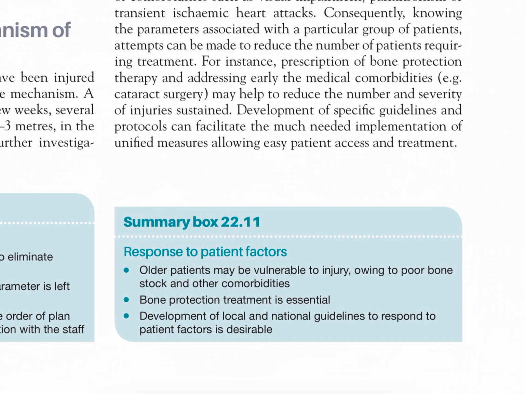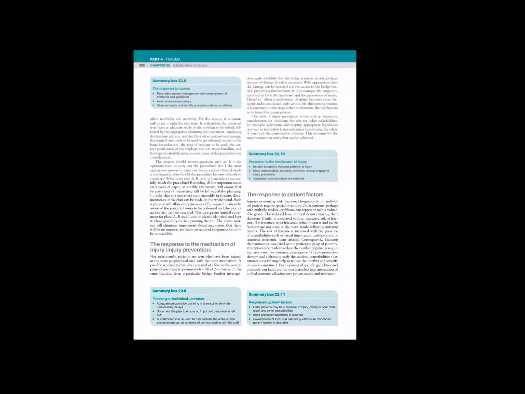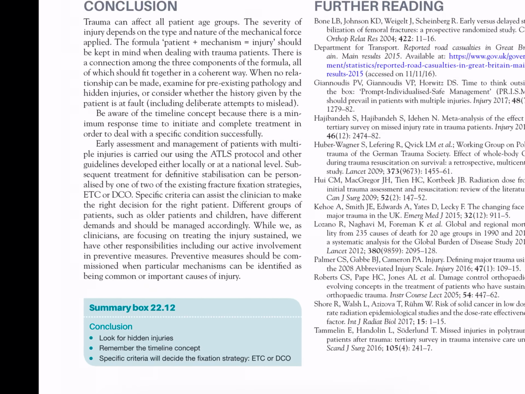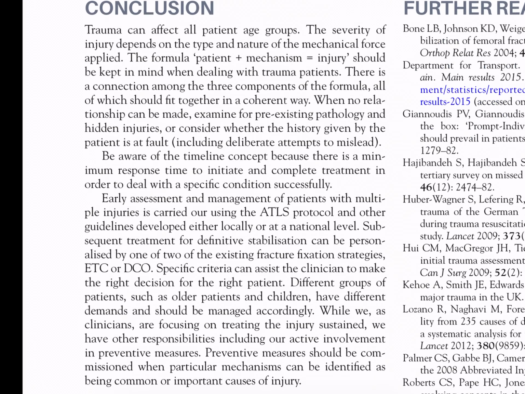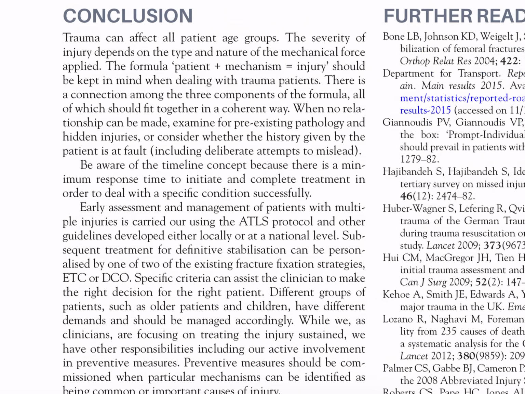Older patients may be vulnerable to injury owing to poor bone stock and other comorbidities. Bone protection treatment is essential. Development of local and national guidelines to respond to patient factors is desirable. Conclusion. Trauma can affect all patient age groups. The severity of injury depends on the type and nature of the mechanical force applied. The formula patient plus mechanism equals injury should be kept in mind when dealing with trauma patients.